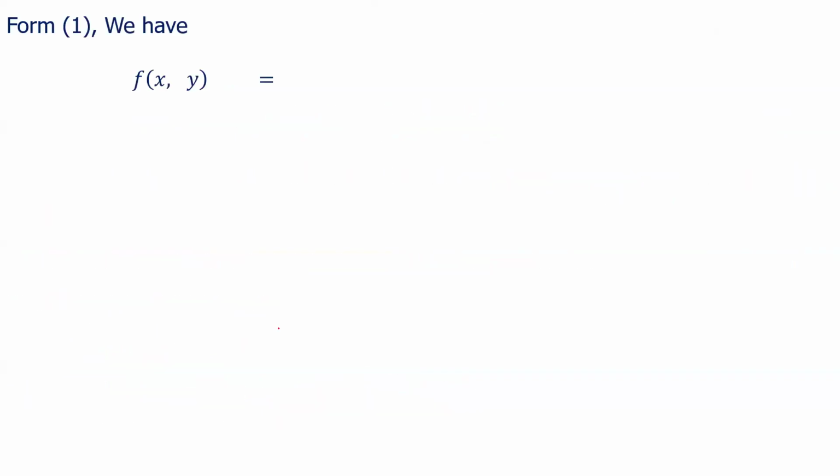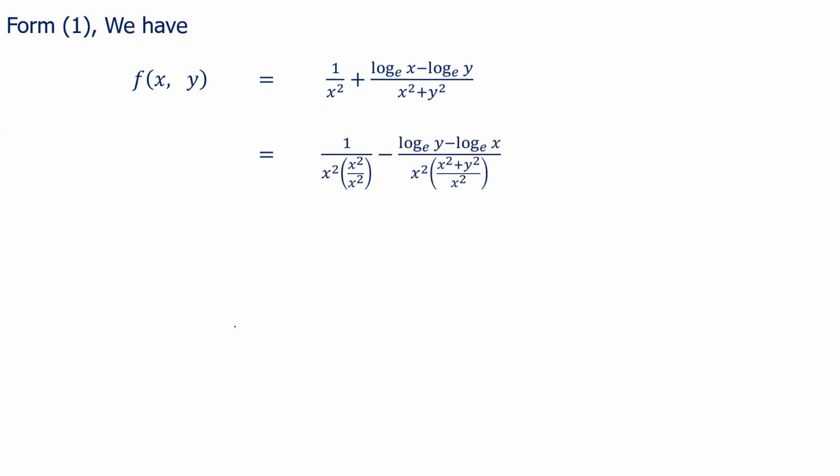From 1, we have f of x, y is equal to 1 upon x square plus log x minus log y upon x square plus y square. So we need to first find what is the degree of this term. Let us do again in the same manner what we have done in the previous example. We have to multiply and divide by x square in numerator and denominator. Here, since log of y minus log of x can be written as log of y by x, no need to do that over here. We do it only for the algebraic functions.